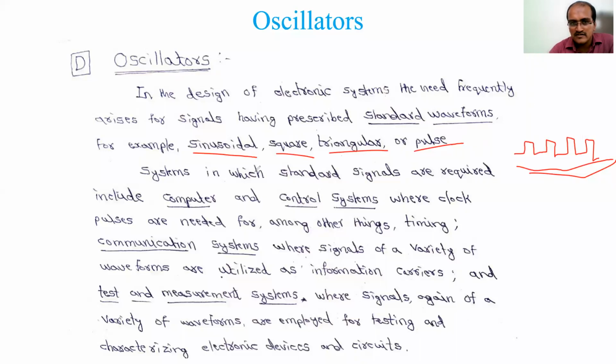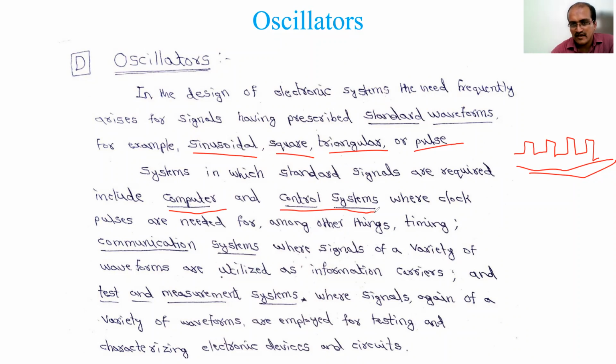Systems in which standard signals are required are computers, as I told you, and control systems, which is another subject. Control system is a very big subject: nuclear control, satellite control, automobile control or automation. Everywhere a control system is there, and it depends on the clock. It requires standard signals.